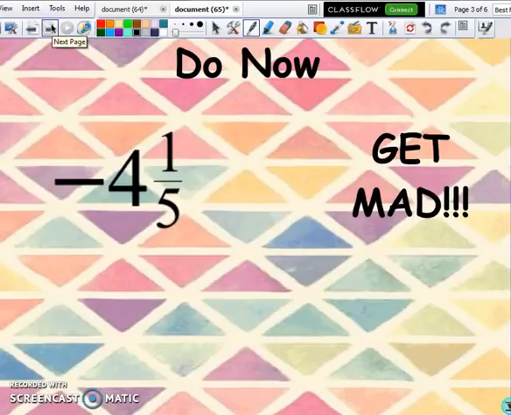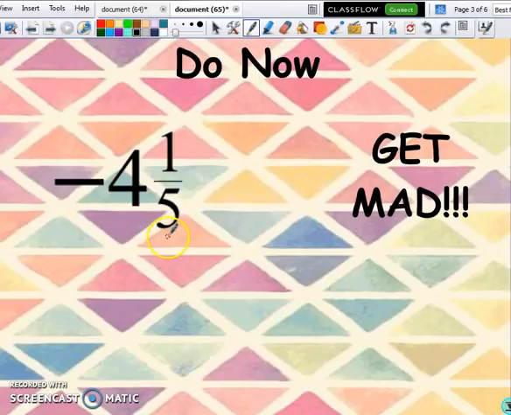Now, I also realized that a lot of you guys don't remember how to change mixed numbers to improper fractions. And yesterday I did a lot of research on adding and subtracting fractions because I felt like you guys had a hard time. So I decided that from now on, whenever you have a mixed number, change it to an improper fraction and then follow all the other rules.